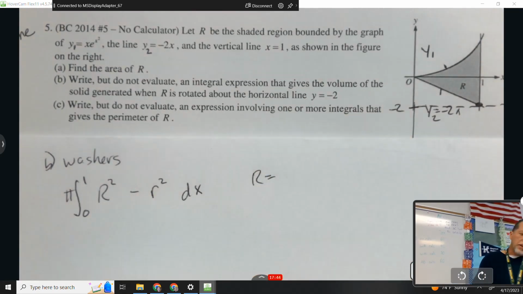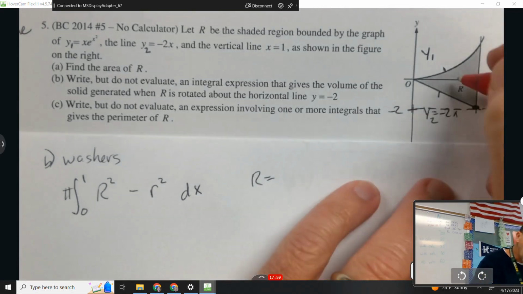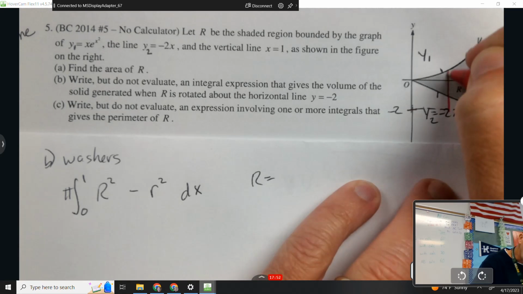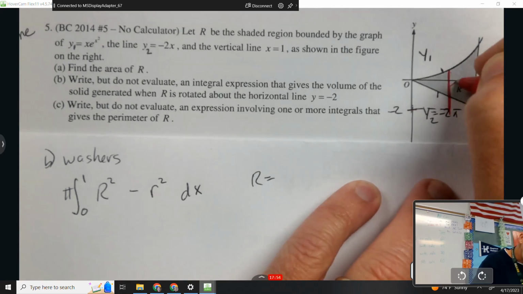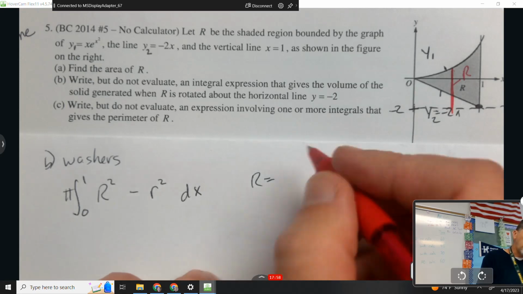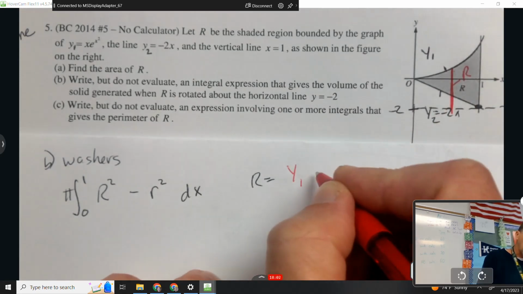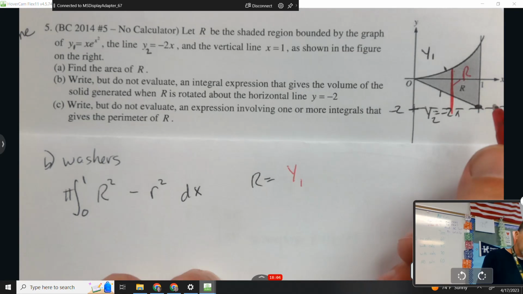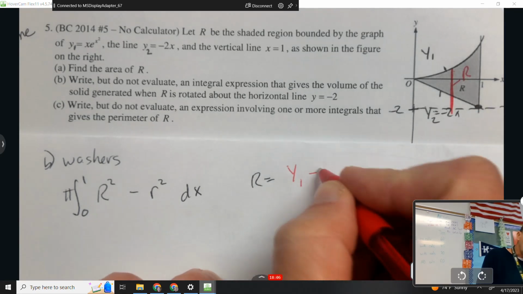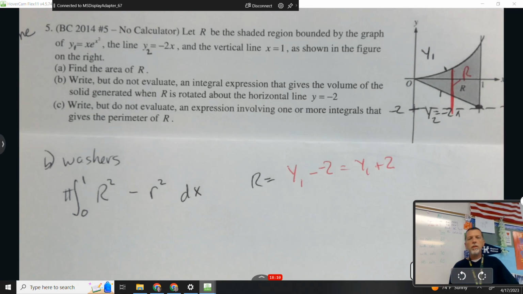So big R is the outside radius, or the outermost, to the axis of rotation. So there's big R. -2 minus y1? I would say it the opposite way. I'd say it's top minus bottom. So y1 plus 2, because it's y1 minus -2, top minus bottom.